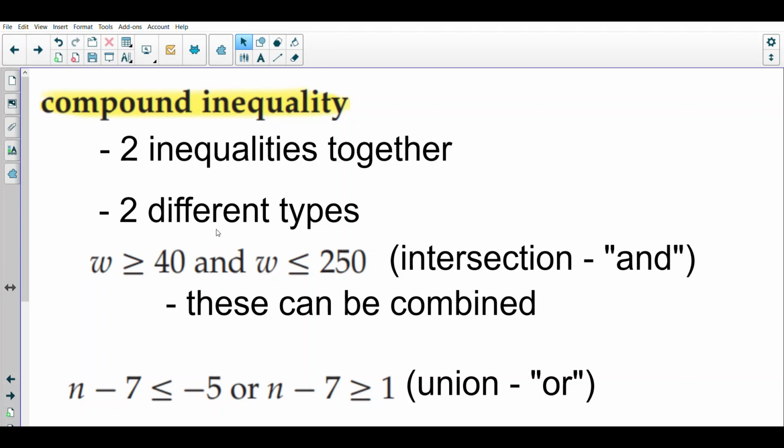These can be combined, we'll talk about that in a little bit. When they're not combined, you see the word and. Then we have what we call a union, they have the word or. Those can't be combined because of the way the graph works. Again, you will see the word or. This is something we need to keep in mind because it gives us an idea of what our graph should look like and what our answers can be.